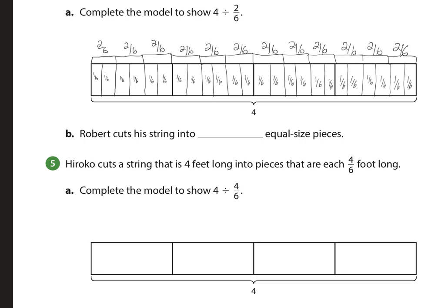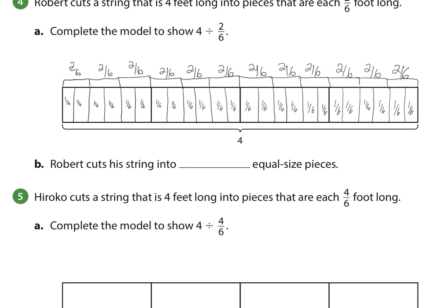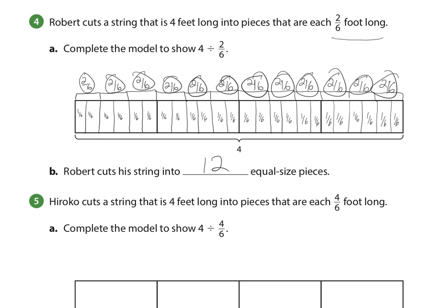The string that Robert had that was 4 feet long, I divided them up first into 1/6 pieces, and then above the model, you see where I have grouped the 2/6 pieces together. So our question wants to know how many of the 2/6 foot long pieces are there in the 4 foot long string. Well, there's 1, 2, 3, 4, 5, 6, 7, 8, 9, 10, 11, 12. So Robert cuts his string into 12 equal pieces.